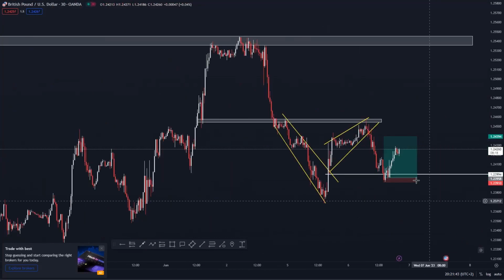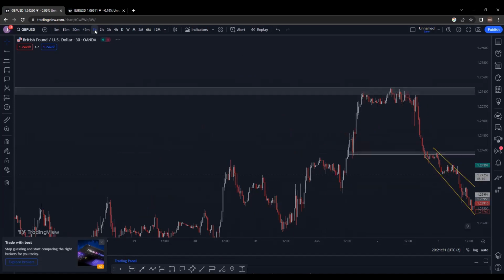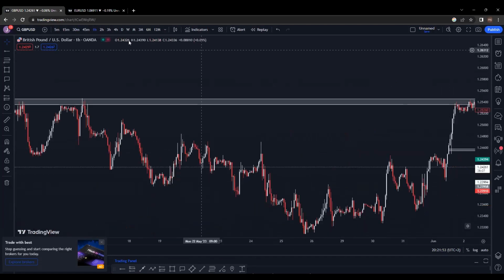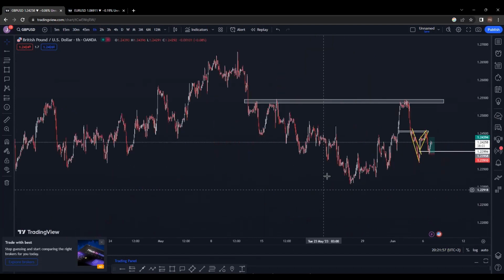So yeah, that's that bullish momentum. It's very clean, guys. We're going to increase the time frame most likely to the 1 hour. Okay, let's increase the market to the 1 hour. So what's going on here, guys? Let's jump into the market.